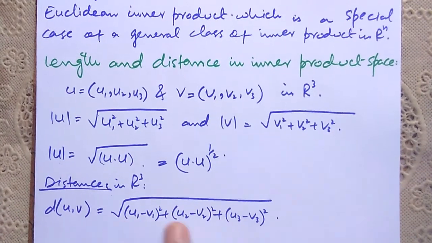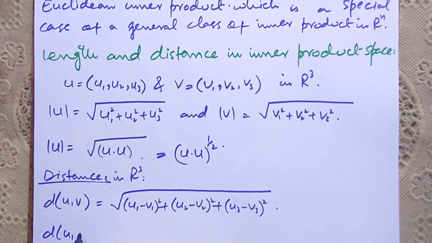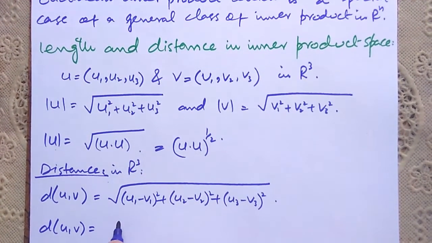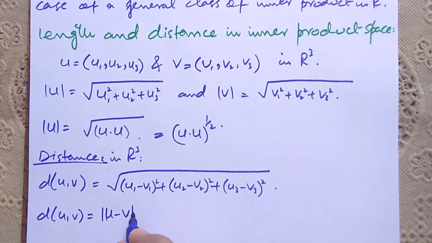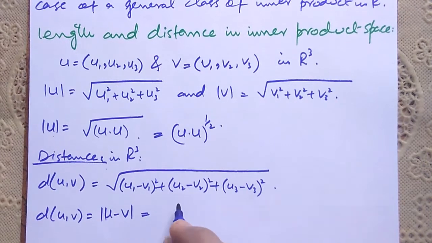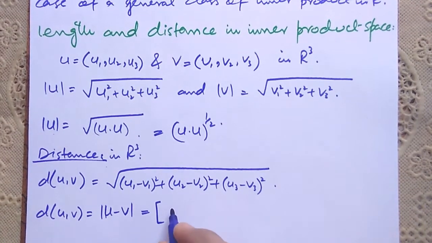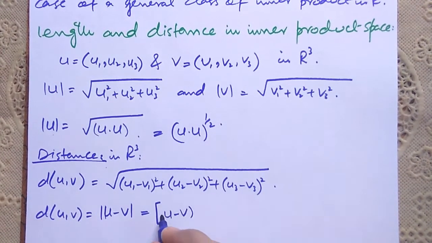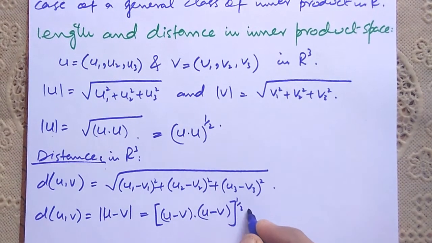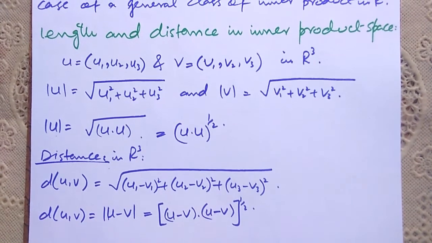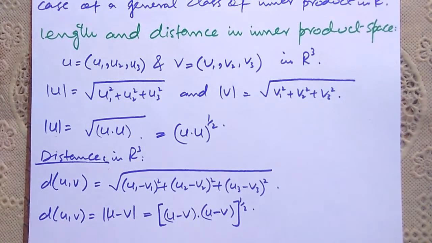But you know, you can write this as, that is distance between u and v is equal to norm of u minus v is equal to u minus v dot u minus v whole power 1 upon 2. You can verify this. So we have defined both length of a vector and distance between two vectors in terms of Euclidean inner product.